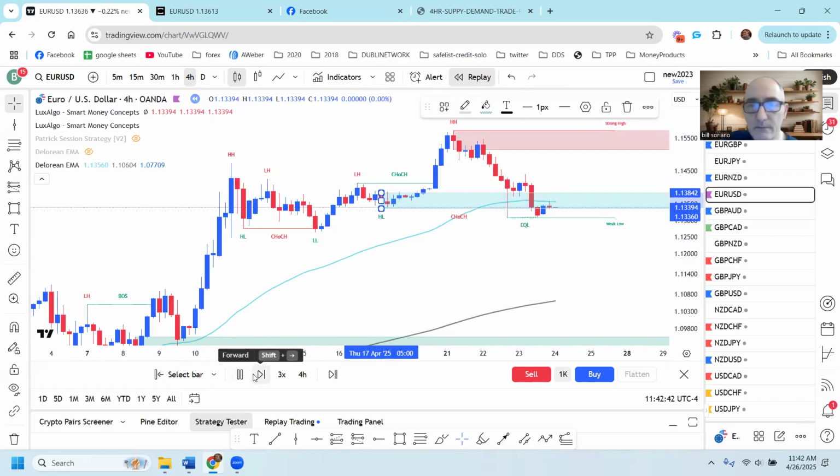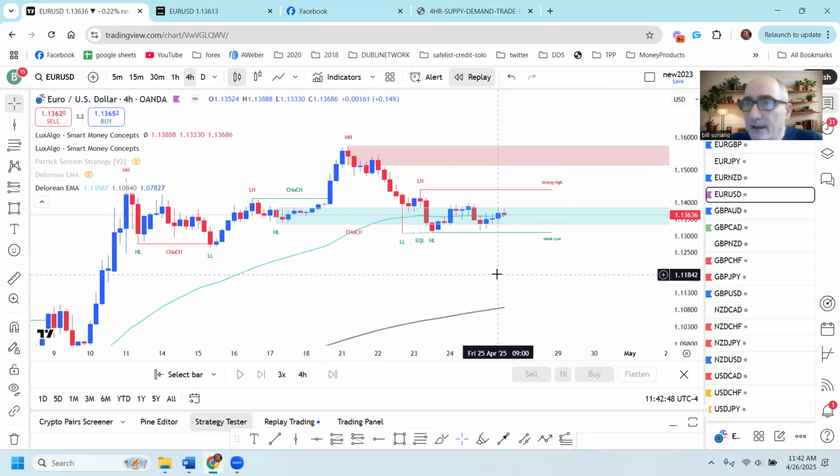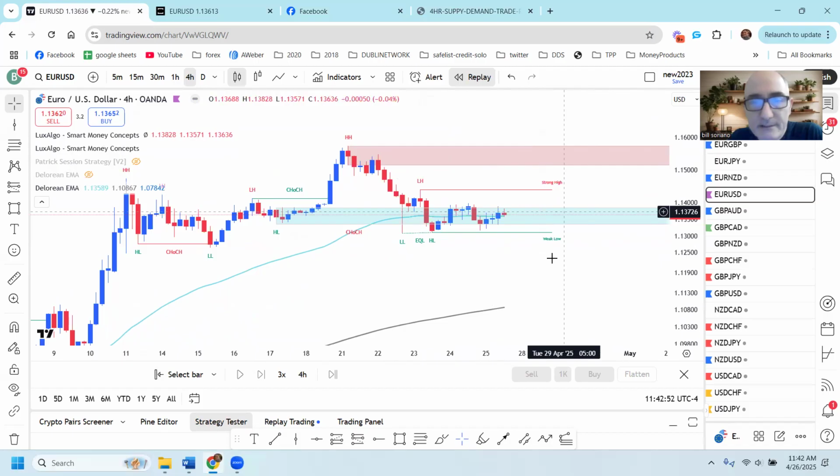Okay, you could see there, and I just can't get this thing stopped. I just can't control this replay mode for some reason. I'm clicking in the wrong place.